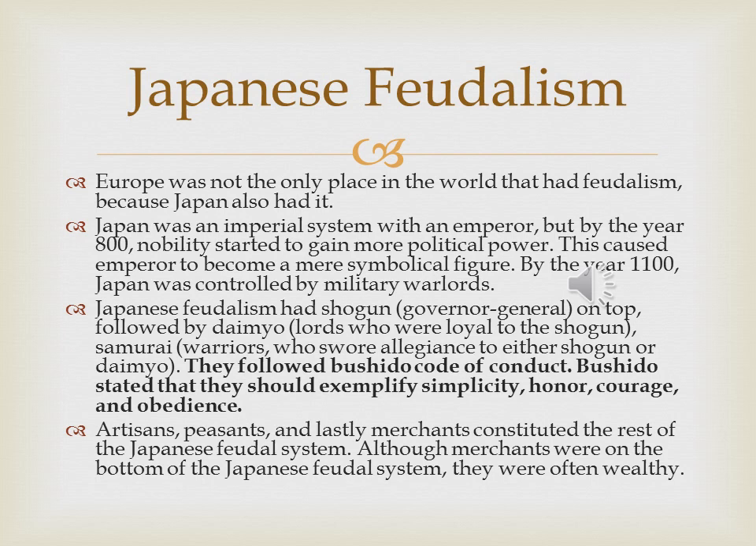And getting back to Japanese feudalism, artisans, peasants, and lastly merchants constituted the rest of the Japanese feudal system. Interestingly enough, merchants were on the bottom of the Japanese feudal system, although they were wealthy. They could have gotten a considerable amount of wealth, which was quite different from what you would find in Europe, where usually the bottom of the social structure had the poorest of the poor, peasants and serfs.